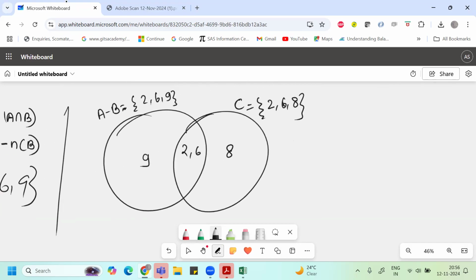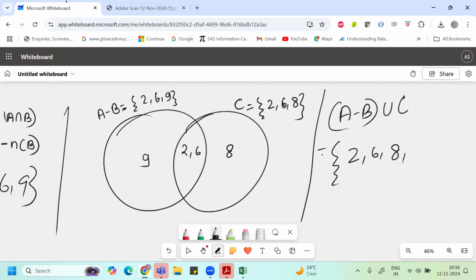So what are they asking you? They're asking you the union A minus B union C. So what all will come? 2, 6, 8, and 9. Set is a collection of well-defined objects. Very good. Option C is the answer.